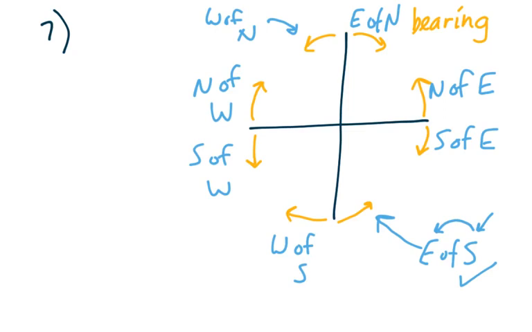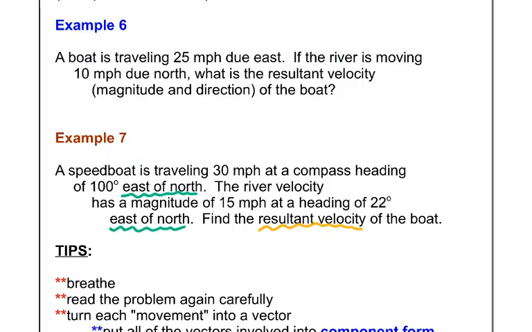If you remember that, then the bearing that we're going to do on these word problems is really not that bad. You'll be okay. Okay, let's go back to that problem real quick. Here we go. So now let's take every movement and turn it into a vector like we did in number 6. Let's see, the first direction they tell us: a speedboat is traveling. All right, here's your first movement.